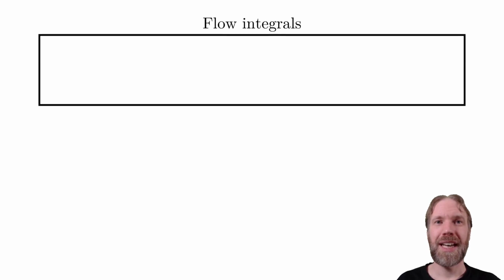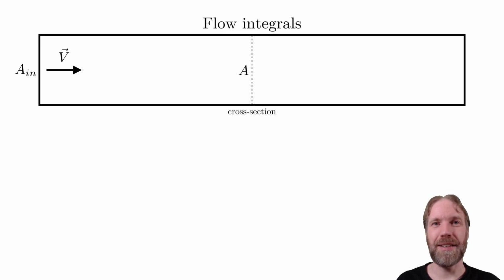Our next topic is to review flow integrals before we continue any further. Let's assume that we have a pipe with inlet velocity v and area A in. Define the cross-section with area A, where A at the moment is the same as A in. First, we'll introduce the volume flow, which is defined as the time derivative of the volume. Units is cubic meters per second.